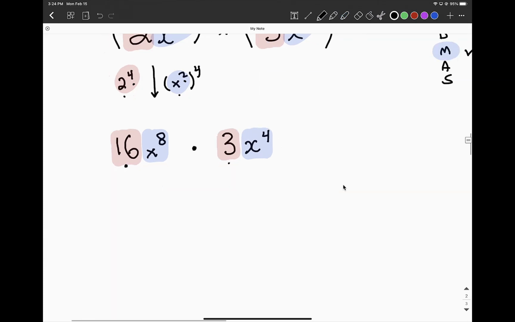What is 16 times 3? 16, 32, 40, 50, 48. And I've got to add these powers. That's the exponent step that we really want to work on here. This is where we go 8 plus 4. The base stays the same, but now it's x to the 12th.